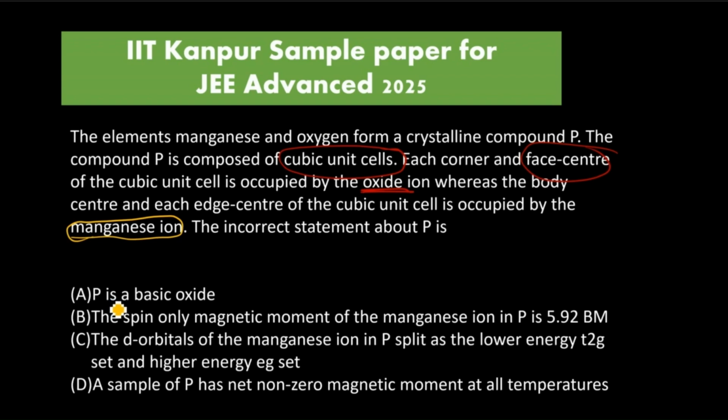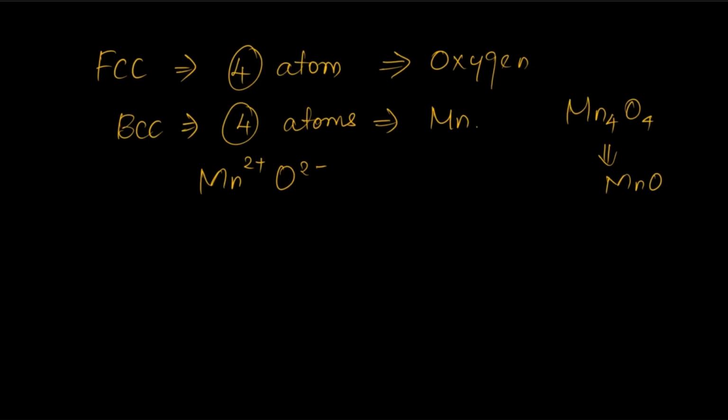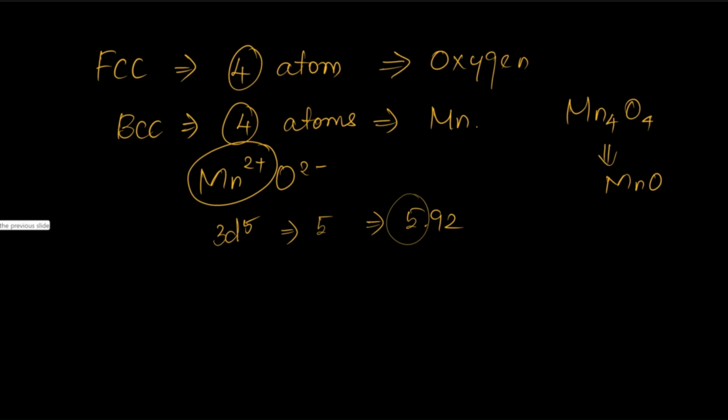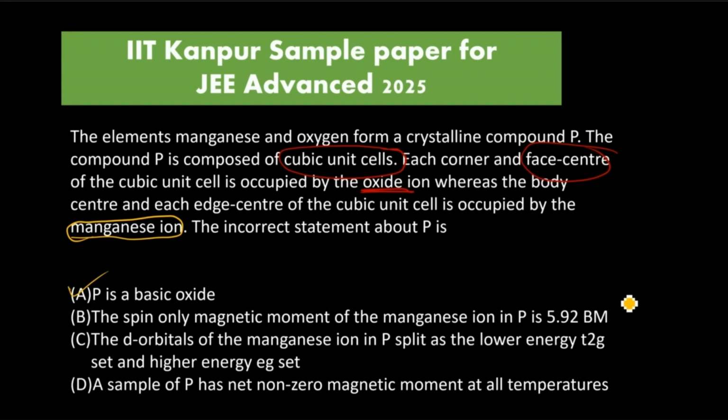P is a basic oxide. Yes, MnO is indeed a basic oxide. Oxides of metals are all typically basic in nature. So this is a correct statement. The spin only magnetic moment of manganese ion in P is 5.92. Mn2+ is 3d5, 5 unpaired electrons, which makes it 5.92. I already told you the first digit of the Bohr magneton is a shortcut. It indicates the number of unpaired electrons, so you need not calculate it with the formula. So 5.92, that is also a correct statement.